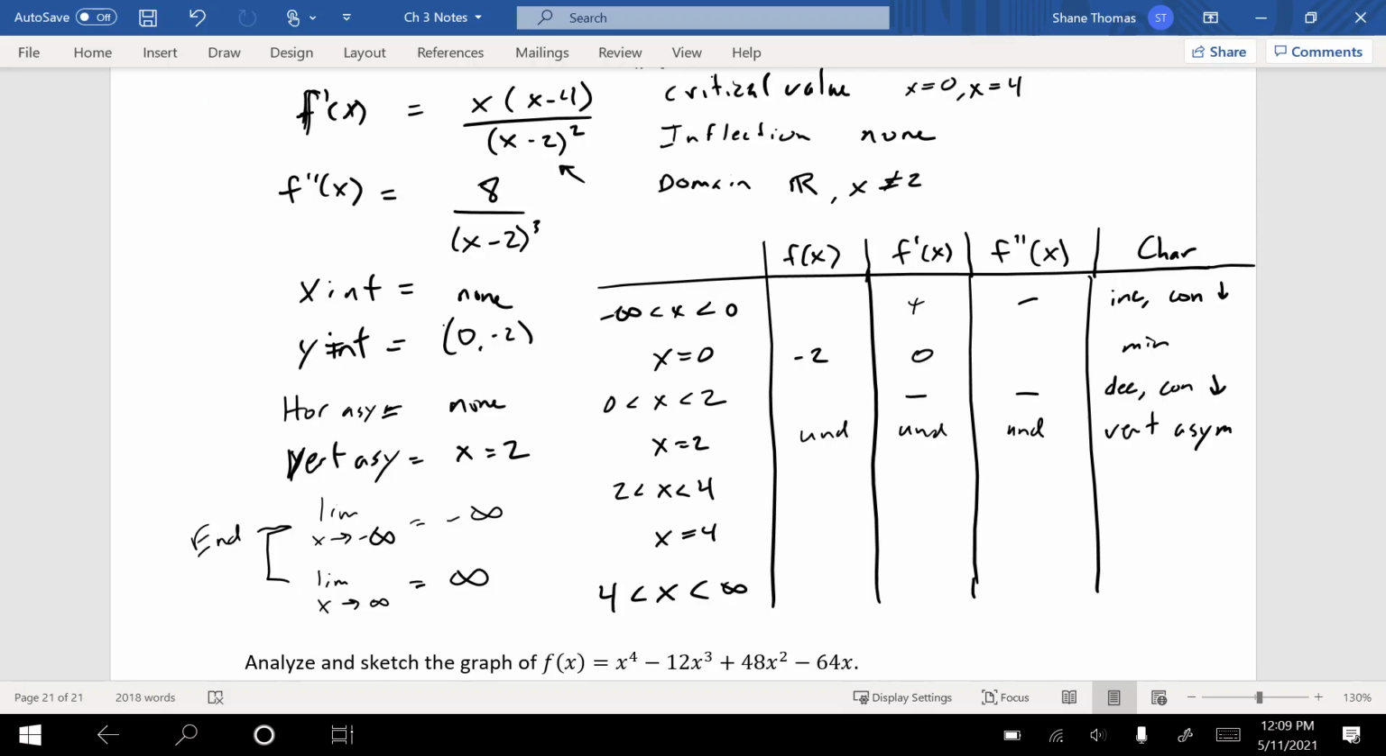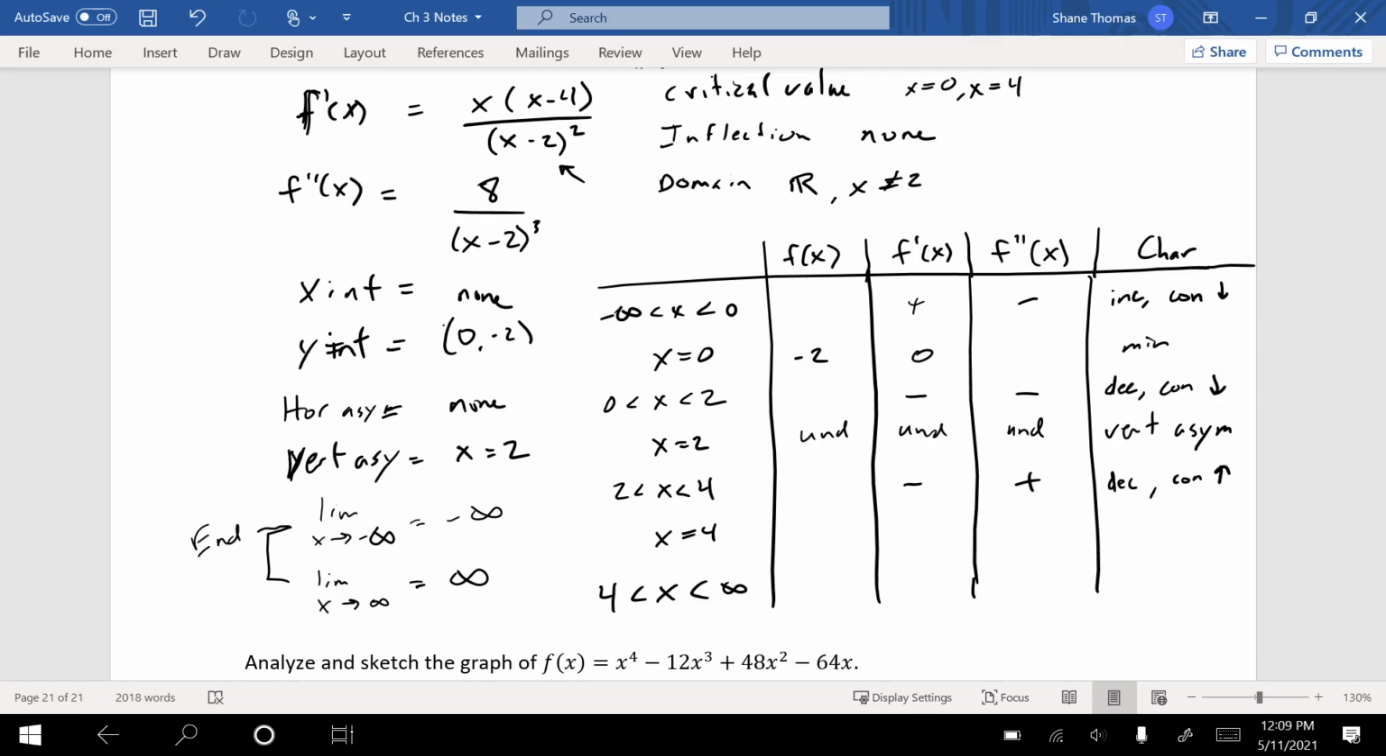From 2 to 4, I'm going to put in 3. I don't care about f of x. What I do care about is the next 2. I put a 3 in. That's going to be a minus. That's a plus. Increasing or decreasing? Good. Decreasing. Concave up or down? Concave up.